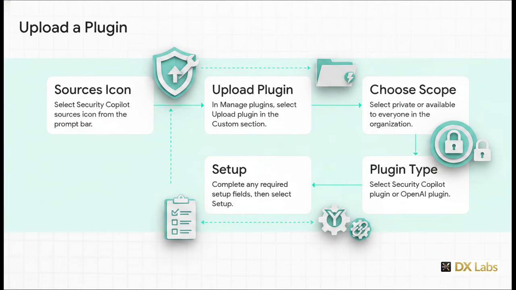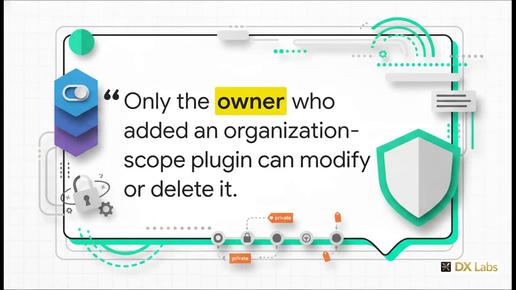Step 4. Select the plugin type. If it's a Security Copilot plugin, you have to upload a .yaml or .json manifest file, or provide a direct link to the manifest. If it's an OpenAI plugin, you just provide the link to the OpenAI plugin manifest. Finally, Step 5. Complete any required setup fields and hit Setup. Once it's set up, the plugin appears in the Custom section with a handy toggle to just turn it on or off. If you added it for user scope, it's going to display a private tag.